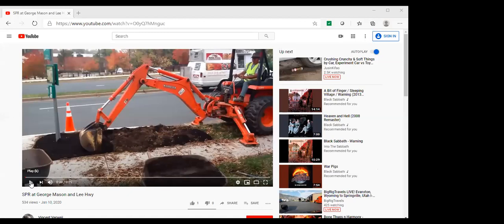Okay. So just to set the scene, I don't think I'll be able to get the sound on this because I'm talking, but this is a little grass strip on George Mason Drive between the sidewalk and the roadway. This is one of Vincent's projects. They're basically trying to make this soil functioning. They're trying to make it a lot more porous.